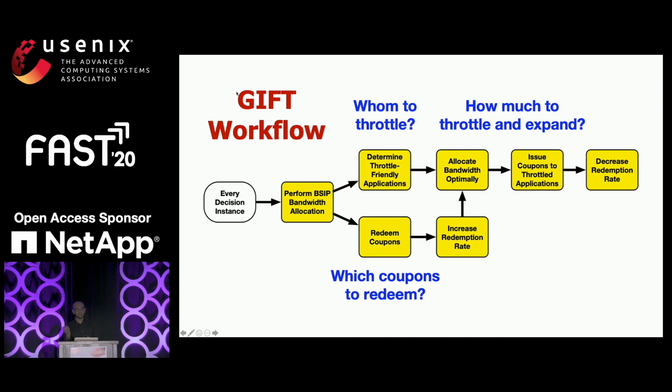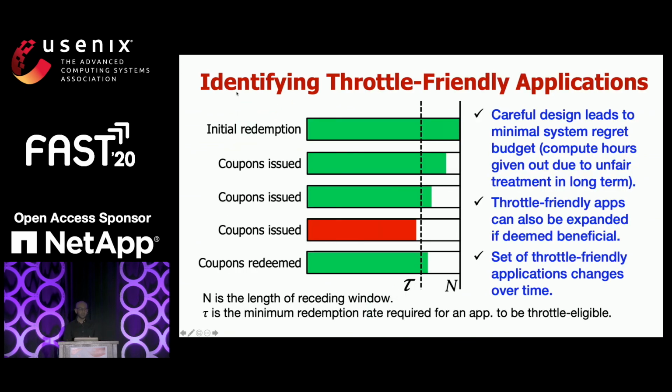The other step is to determine the throttle-friendly applications. I'll explain what exactly I mean by throttle-friendly applications. These are applications which are easy for the system to throttle because the system is fairly confident that it can give back coupons to them at a later point. And then the next step is to allocate the bandwidth optimally, such that it minimizes the bandwidth wastage. And then once we're done with that, if any applications are throttled, we will give them coupons, and we will decrease their redemption rate.